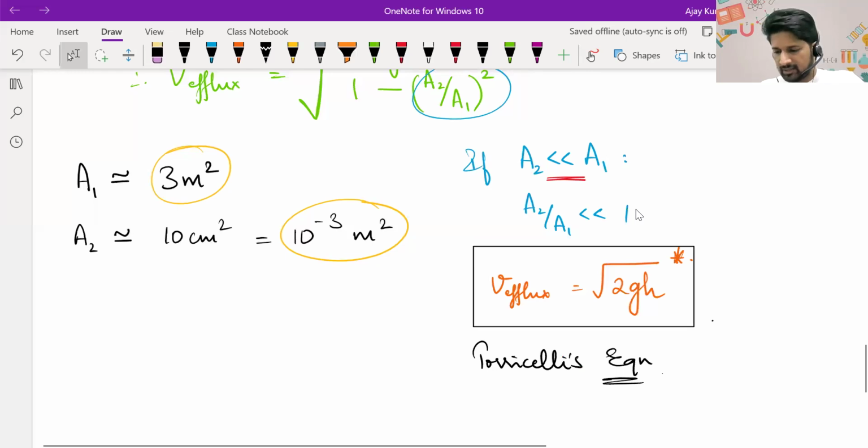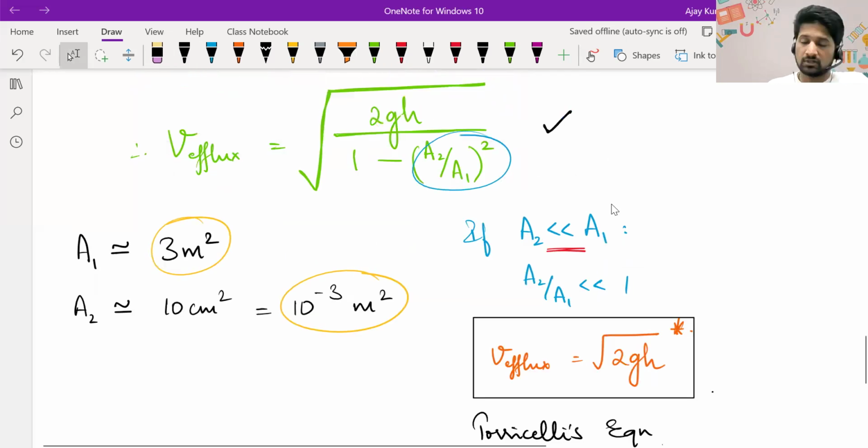Suppose the area of cross section of the tap is not very small compared to the tank. Then you will have to use this equation as it is. So remember the original equation also. Let's solve some problems based on it. Just a moment.